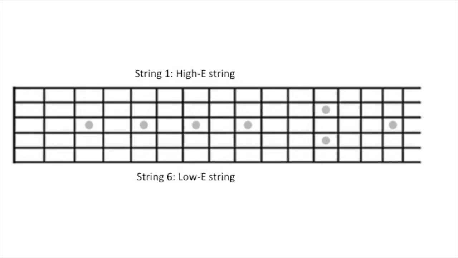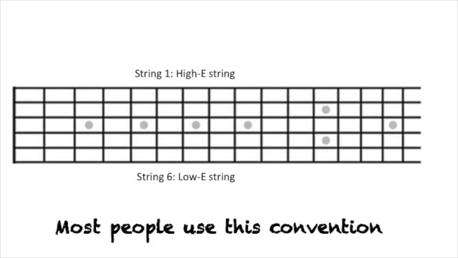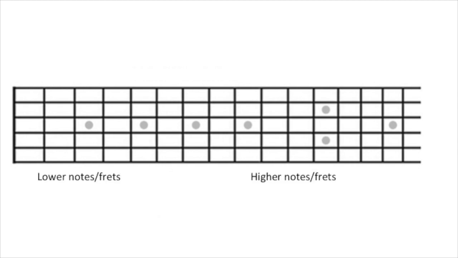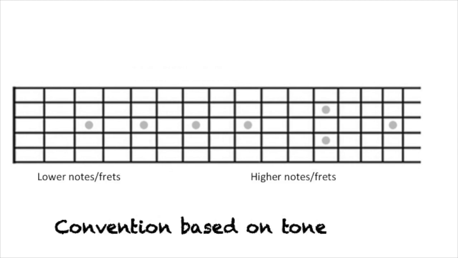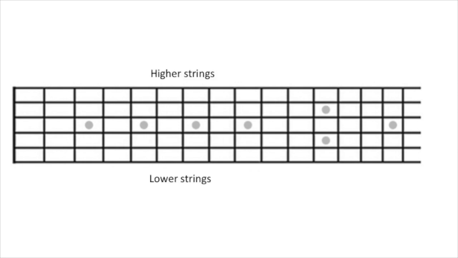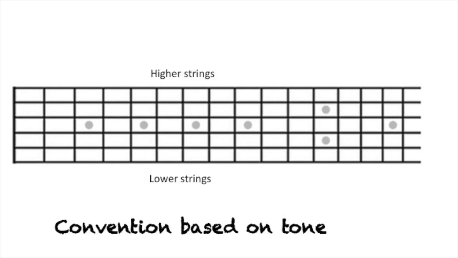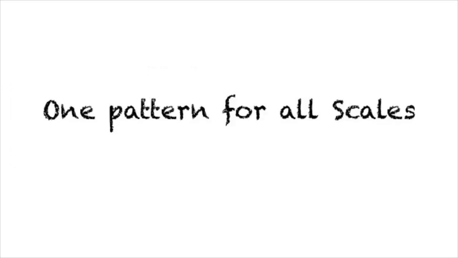We need to define some terminology. We'll call the thin E string, string 1 and the thick E string, string 6. Notes and frets that are lower in tone will be called lower or below. And strings that are lower in tone will be called lower or below. Okay, on with the dots.